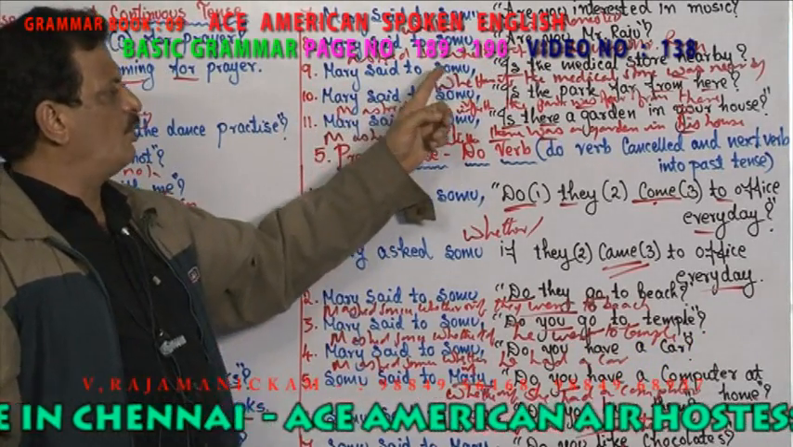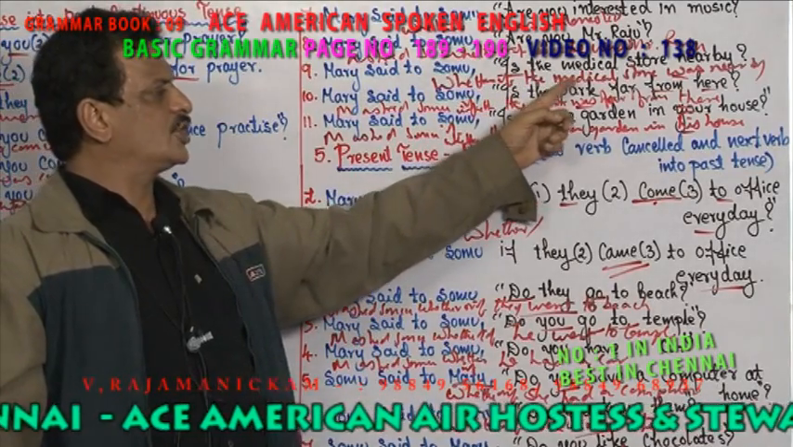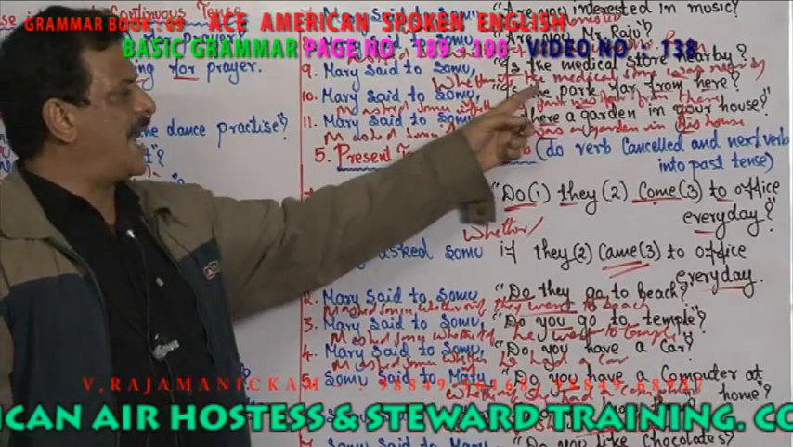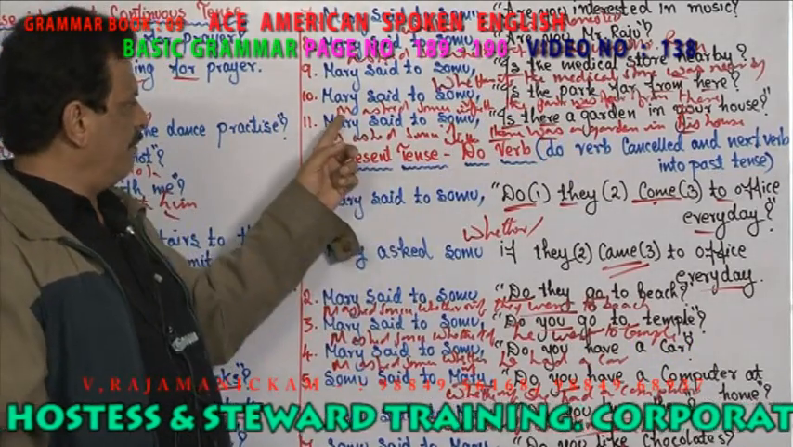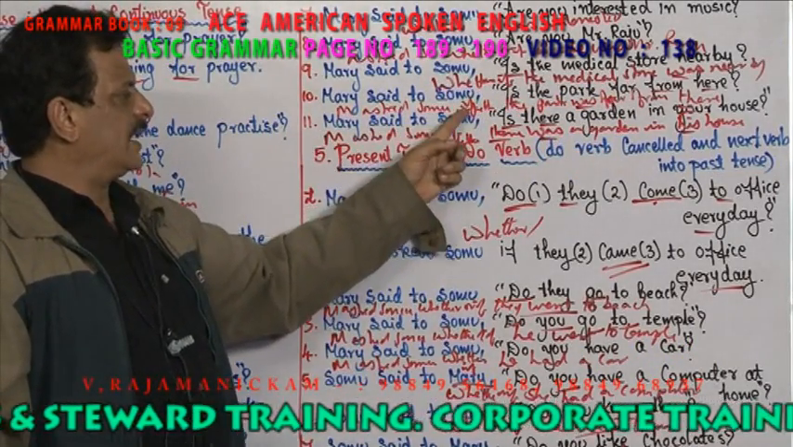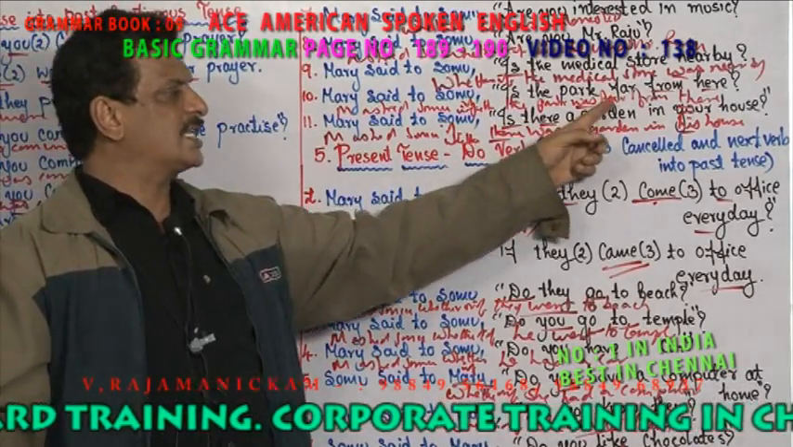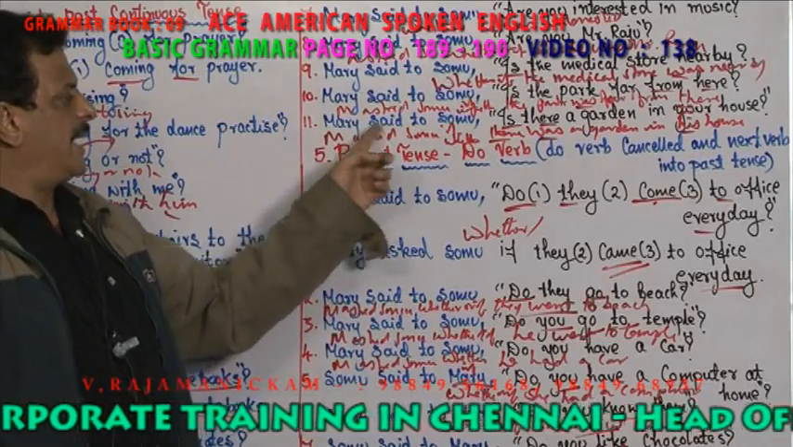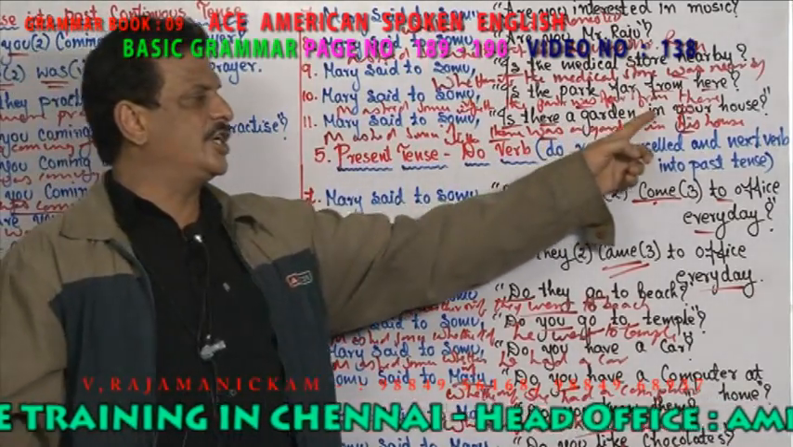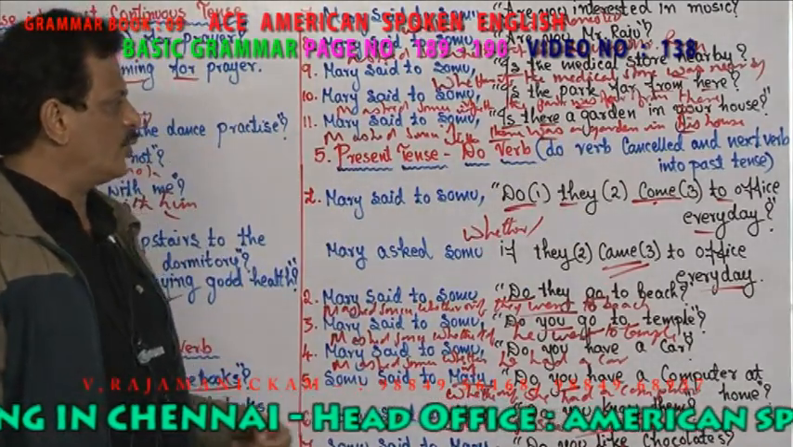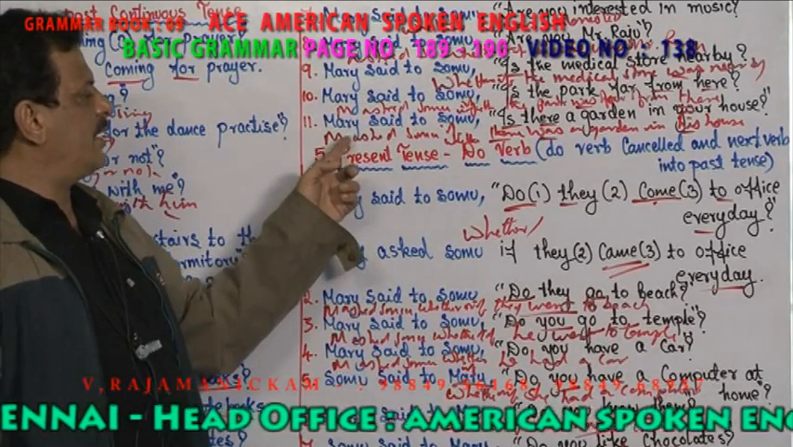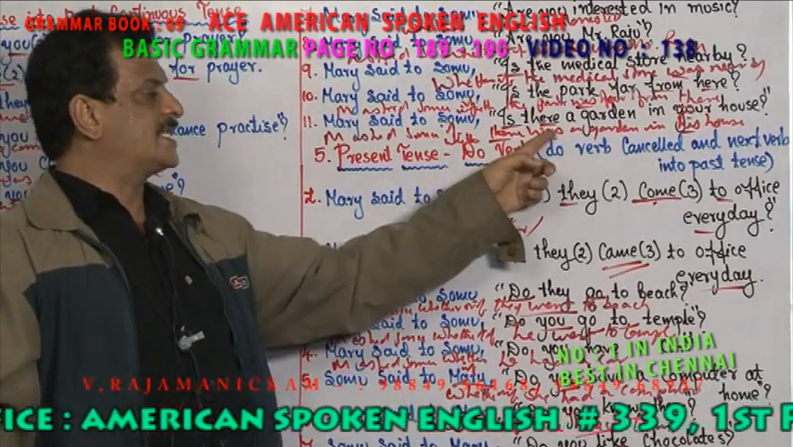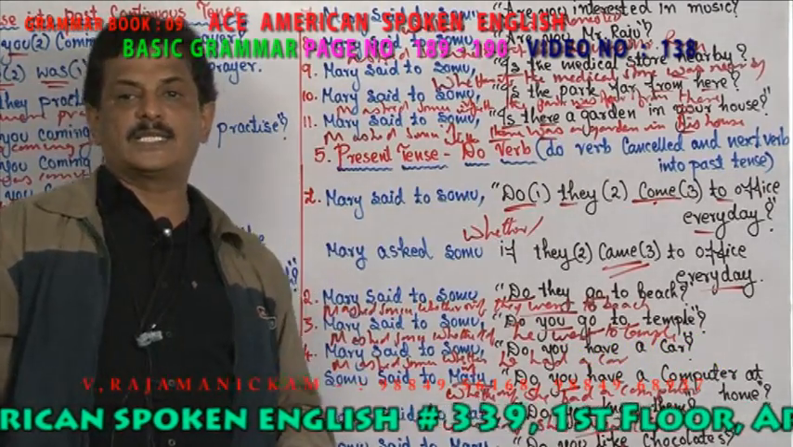Mary said to Somu, is the medical store nearby? Mary asked Somu whether the medical store was nearby. Mary said to Somu, is the park far from here? So Mary asked Somu whether or if the park was far from there. "Here" changes into "there". Mary said to Somu, is there a garden in your house? Mary asked Somu whether or if there was a garden in his house.